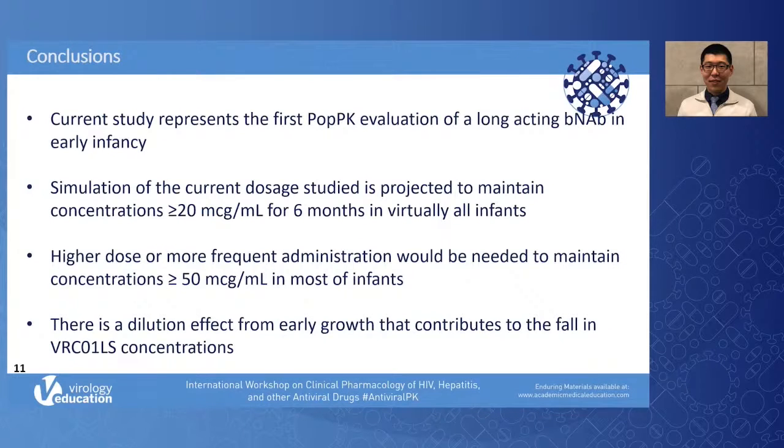In conclusion, the current study represents the first pop-PK evaluation of long-acting bNAbs in early infancy. Simulation of the current dosage studied is projected to maintain concentration greater than 20 micrograms per ml for 6 months in virtually all infants. Higher dose or more frequent administration will be needed to maintain concentration greater than 50 micrograms per ml in most of the infants. Also, we noted that there is a dilution effect from early growth that contributes to the fall in VRC01LS concentration.